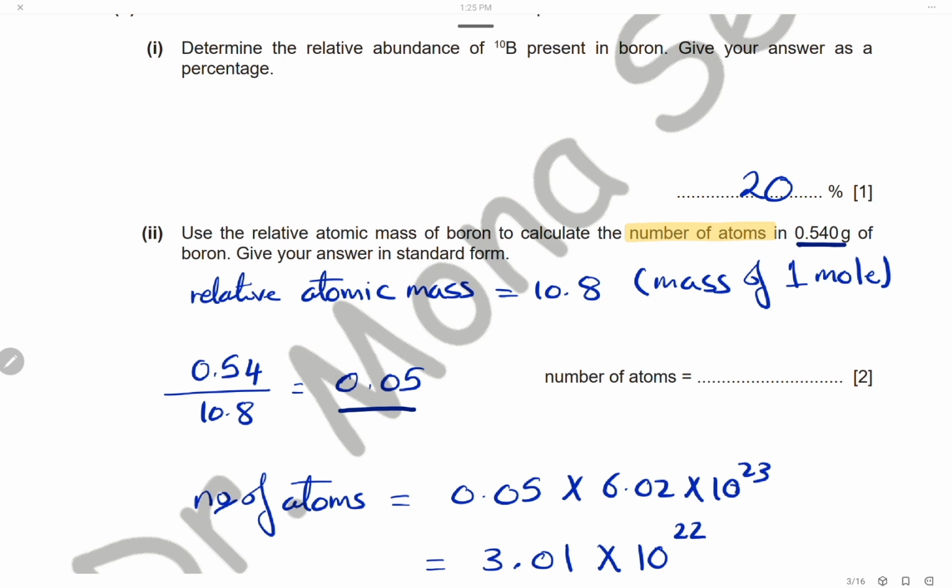Then we know that 1 mole contains Avogadro's number of atoms. So 0.05 moles of boron will contain 0.05 times Avogadro's number of atoms. So we multiply the number of moles by Avogadro's number to get the number of atoms. The number of atoms will be 3.01 times 10 to the power of 22. You have to give your answer in standard form.